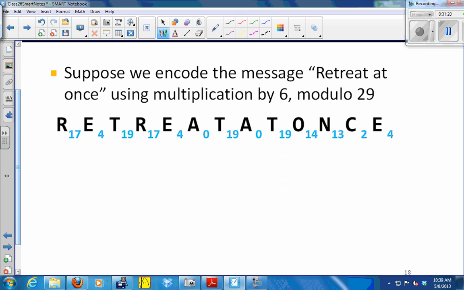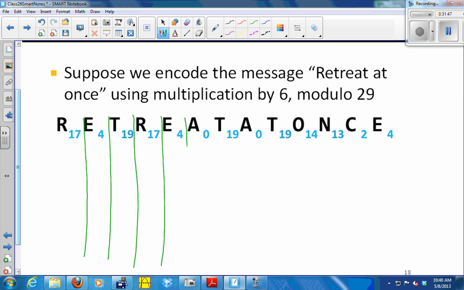So let's go ahead and encode one. We're going to use multiplication by 6. That's how we're going to encode, multiply by 6. And we're going to take the result mod 29 instead of mod 26. That means subtract 29 over and over again. This is called mod 29. All right, so my encoding is multiplication by 6.